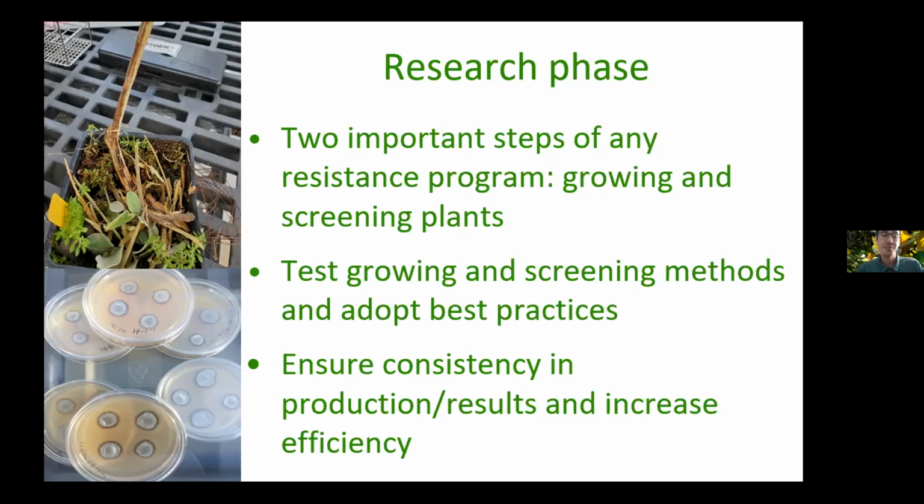Because there's the potential for this program to screen tens of thousands of plants every year. If we can scale up to that size with our facilities, it's definitely possible. And to accomplish something like this in such a short amount of time, we'll need to have such a high throughput as that. So like I was saying, the two important steps of any resistance program are growing and of course screening the plants. So making sure that those two steps are really fine-tuned is going to be incredibly important.